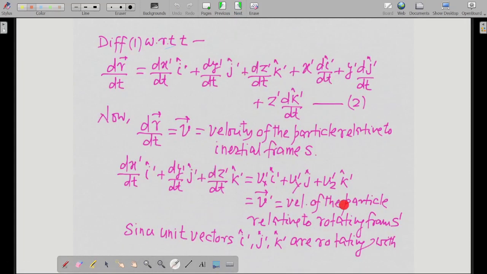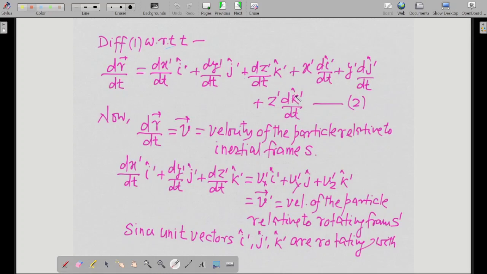So this is the velocity of the particle relative to the rotating frame S prime. This is quite a common sense thing. Now, since the unit vectors i cap prime, j cap prime, k cap prime are rotating, this particular term and this particular term will not be equal to 0.